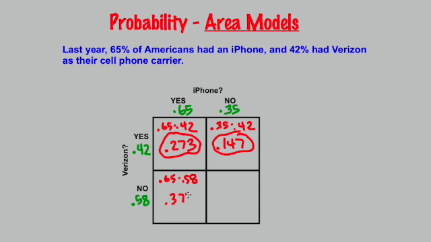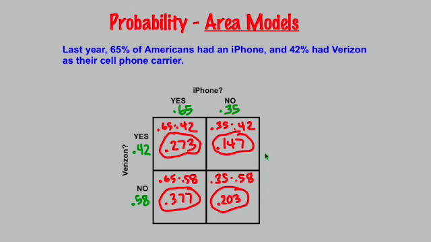0.377 or 37.7%. And then finally, down here, this would be the neither. If we want to know what percent didn't have an iPhone and also didn't have Verizon, that would be this box. And you do that by 0.35 times 0.58 on the calculator. And when I did this, my answer was 0.203, so about 20.3%. In later videos, we'll work a little bit more with this, but you kind of see the basic setup on how this works.